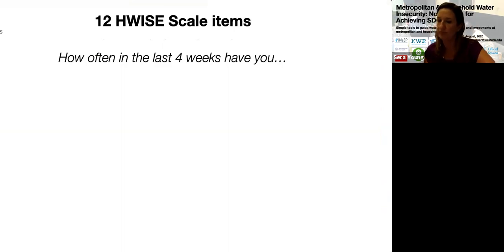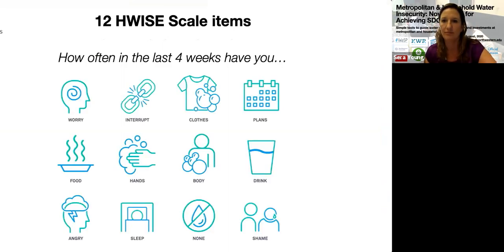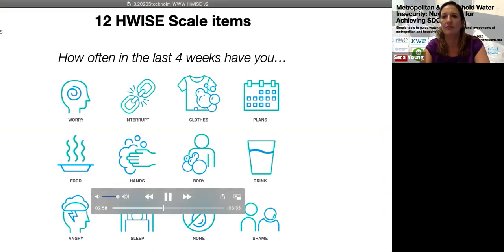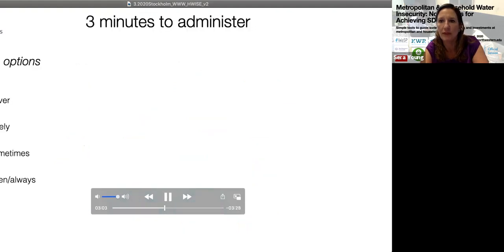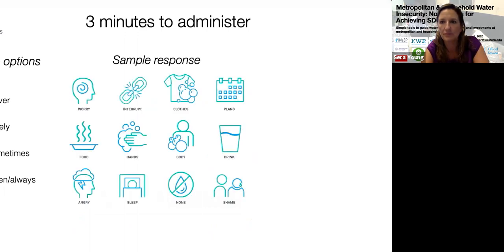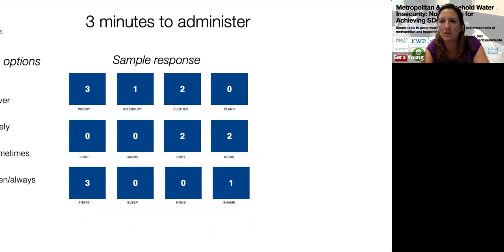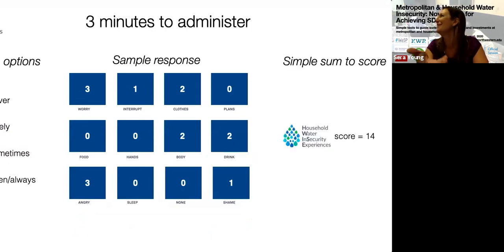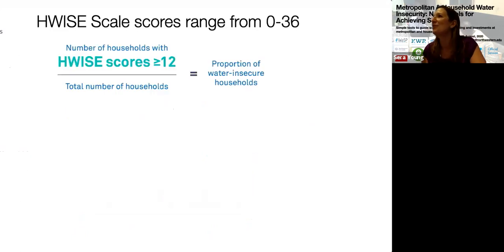How often in the last 4 weeks have you worried about water? Has your supply been interrupted, been unable to wash clothes, etc.? Now this scale takes 3 minutes to administer. The response options are never, rarely, sometimes, or often. And each of those 12 items are scored from 0, never, to 3, often, such that the range is 36. You simply sum those scores, and that's your water insecurity score.